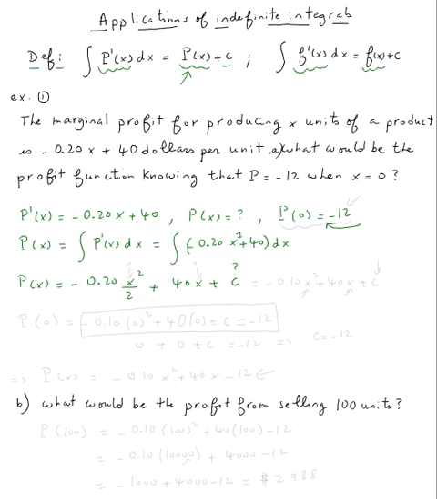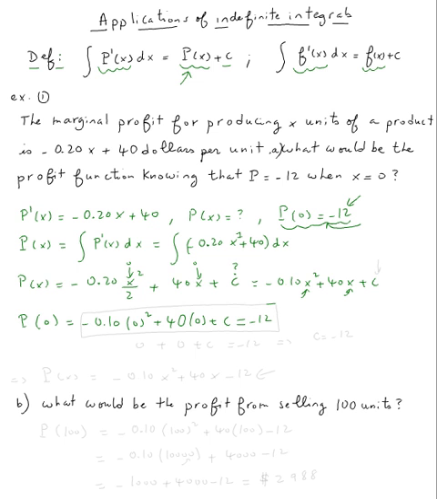So how do we find this constant? This is when we use P of 0 equal to negative 12. This is the initial condition. So P of 0 means wherever we see x, we plug in a 0. First of all, negative 0.20 divided by 2 is negative 0.10. Let me rewrite this as negative 0.10x squared plus 40x plus c. So we plug in a 0 here and a 0 there, so it's going to be negative 0.10 times 0 squared plus 40 times 0 plus c. And we know that this is going to be equal to negative 12, which is given.